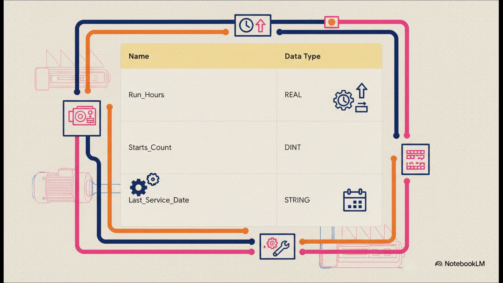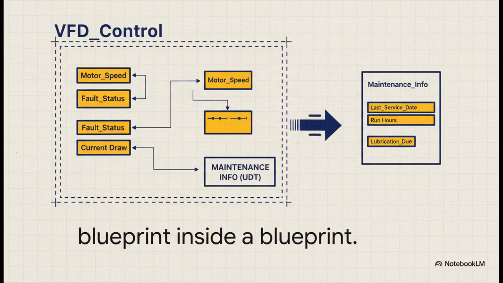Its only job in life is to hold maintenance-related data. How many hours the motor has run, how many times it's been started, and the date it was last serviced. Okay, now for the really cool part. We go back to our main VFD control UDT and we add a new member to it. But here's the trick. Its data type isn't going to be a bool or a real. We're going to set its data type to maintenance info, the very blueprint we just created.